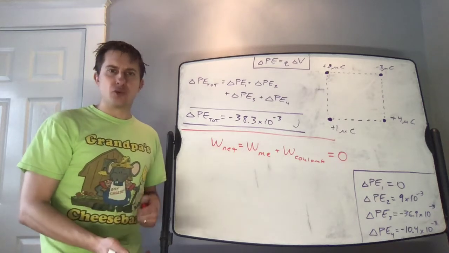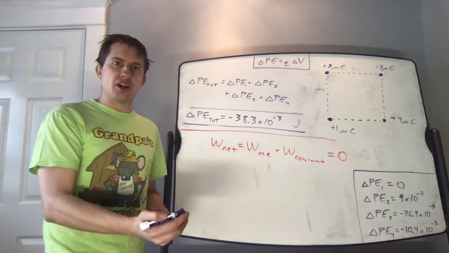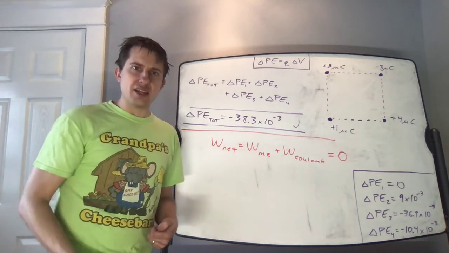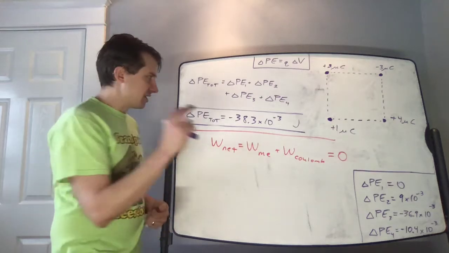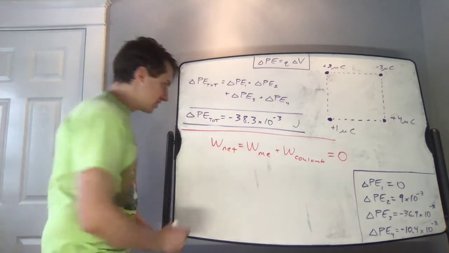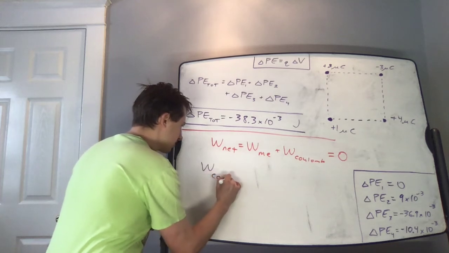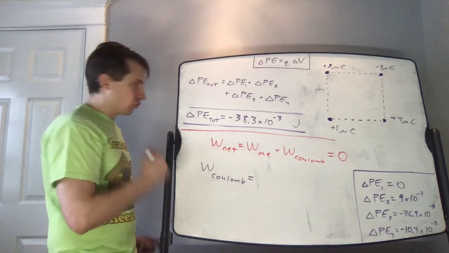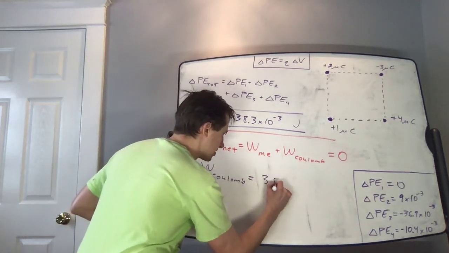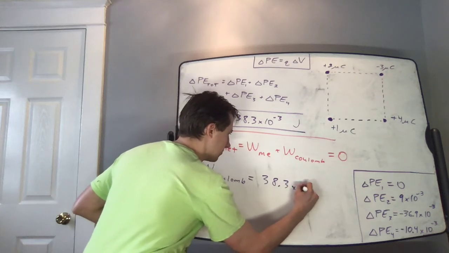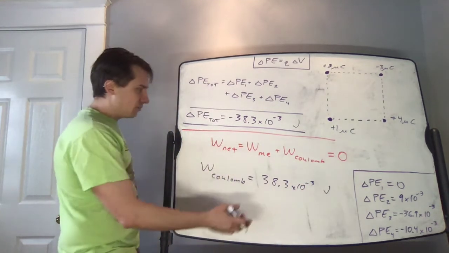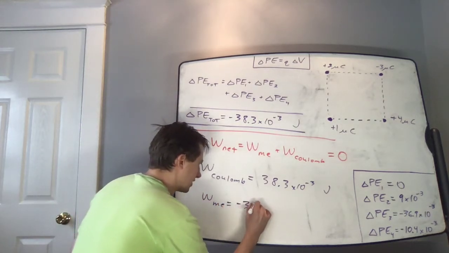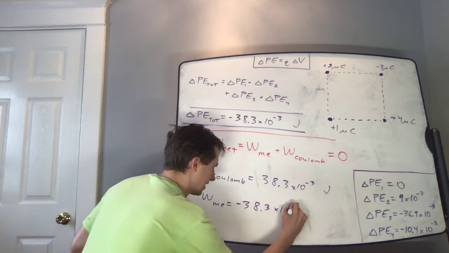Now think back to when we talked about the work done by a conservative force. We could say the work done by the Coulomb force will be the opposite of the change in the electric potential energy. So I could say the work done by the Coulomb force is going to be the opposite of this number. So the work done by the Coulomb force will be plus 38.3 times 10 to the minus 3 joules. And this implies that the work done by me will be negative 38.3 times 10 to the negative 3 joules.